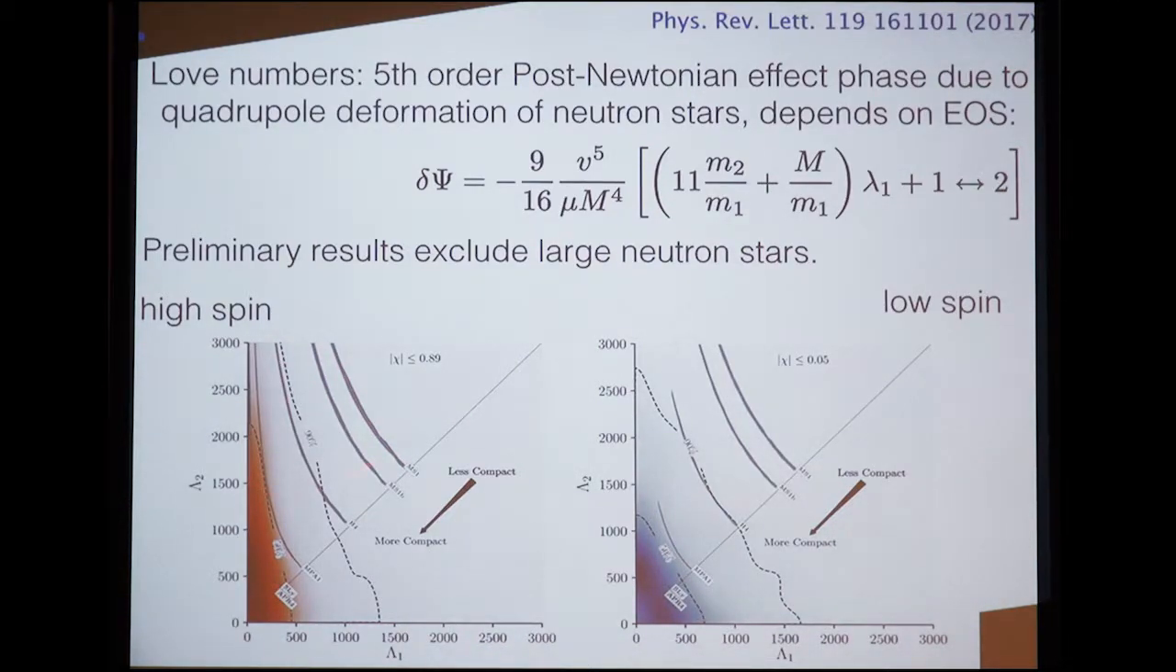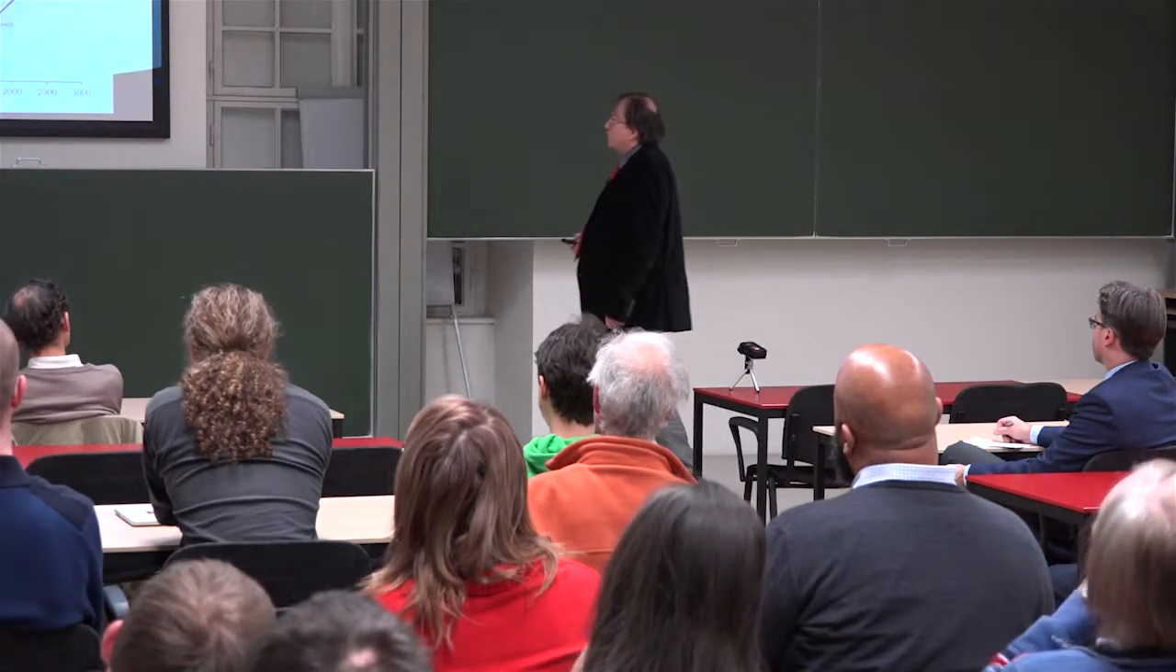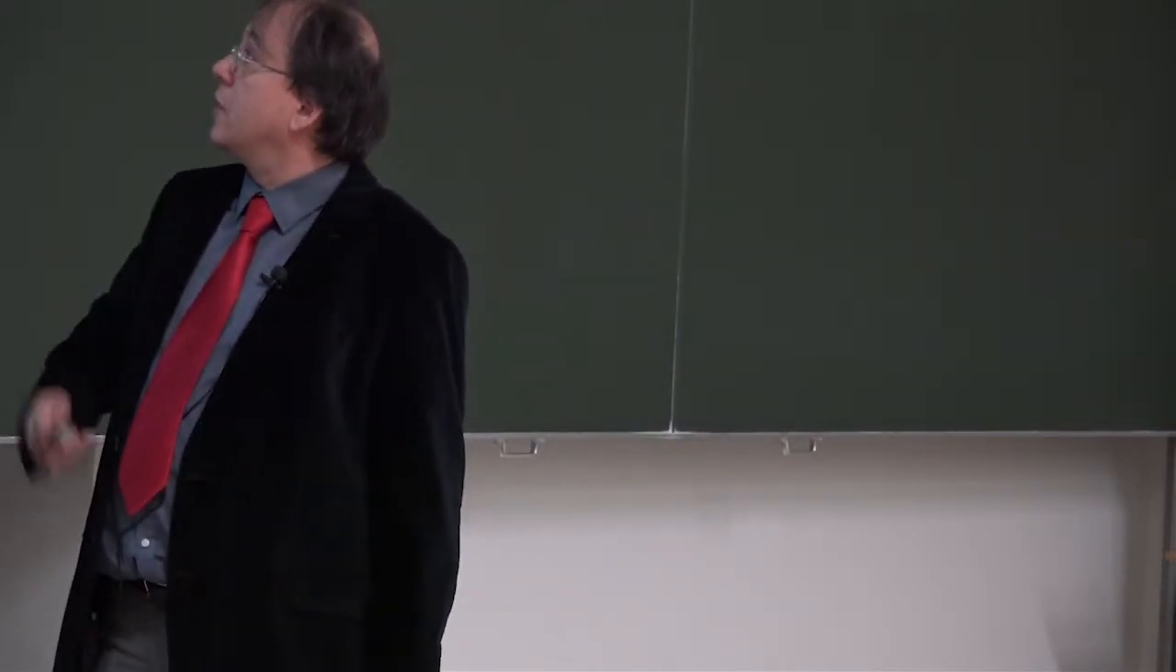And so we see that this region is low compactness, and this region is high compactness, and there's a general high spin variant of this in one way. You assume that the neutron stars have low spin, and so you see that these results strongly constrain more compact neutron stars. So this is the first observational result of this type for the equation of state of neutron stars.